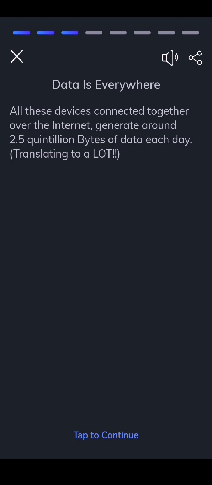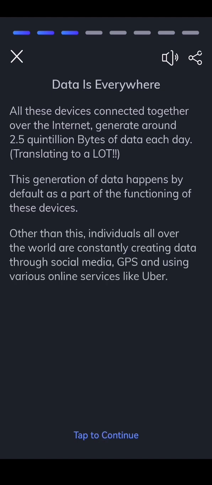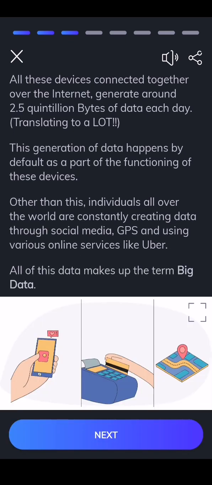All these devices connected together over the Internet generate around 2.5 quintillion bytes of data each day, translating to a lot. This generation of data happens by default as a part of the functioning of these devices. Other than this, individuals all over the world are constantly creating data through social media, GPS, and using various online services like Uber. All of this data makes up the term big data.